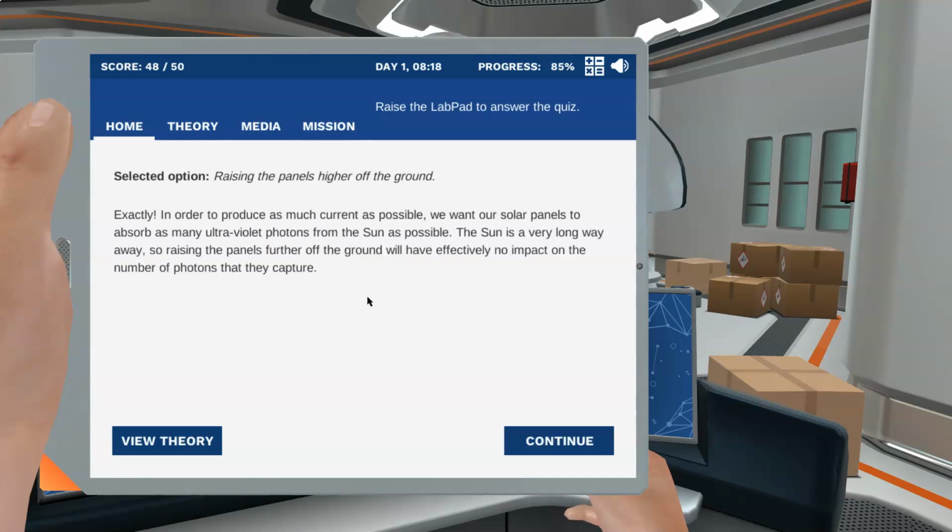Exactly. In order to produce as much current as possible, we want our solar panels to absorb as many ultraviolet photons from the sun as possible. The sun is a very long way away, so raising the panels further off the ground will have effectively no impact on the number of photons that they capture.